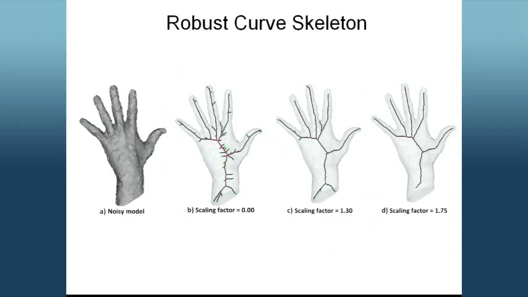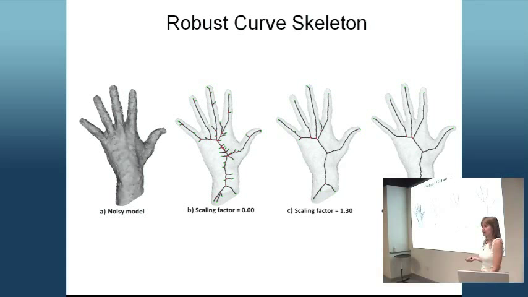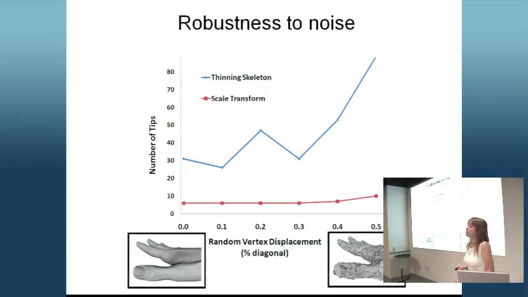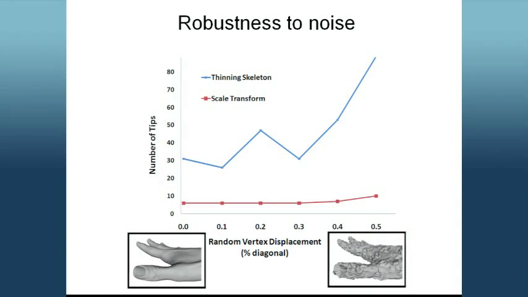We also used the value of 1.75 to look at how the graph representation will change if we add different amounts of noise to the model. Here you can see the blue line shows the number of ending nodes in the original thinning skeleton, which tends to increase as we increase the amount of noise added to the image, whereas the scale axis is very robust to different amounts of noise.